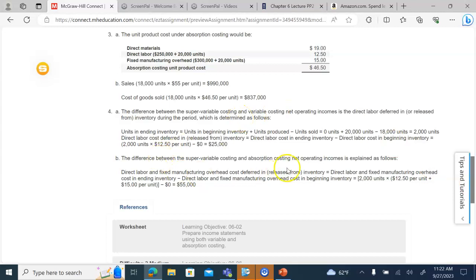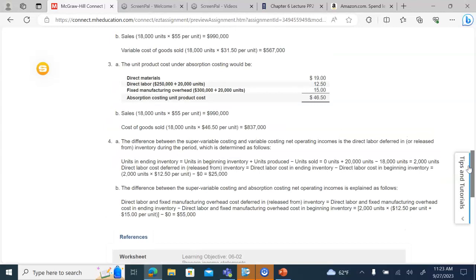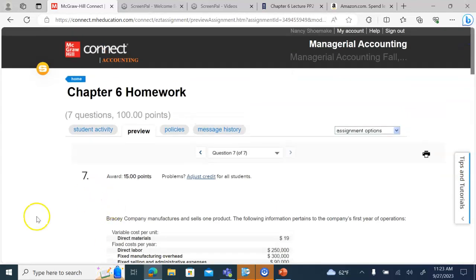And then the variable to the absorption costing. We've got a lot more going into cost of goods sold because the fixed manufacturing overhead is part of the product cost instead of the period cost. Okay, this will help you there. Any questions, guys?